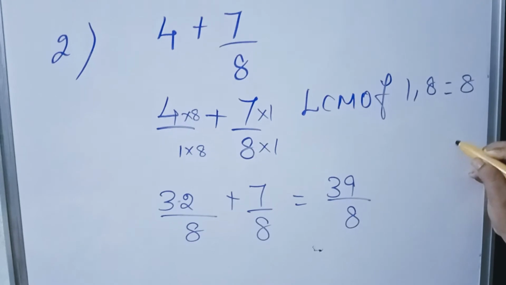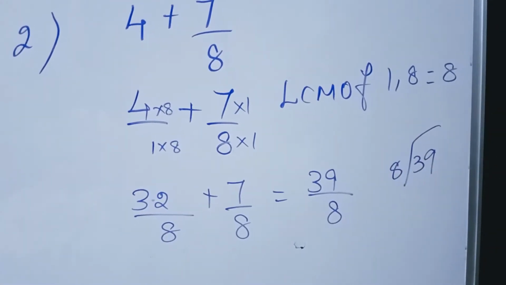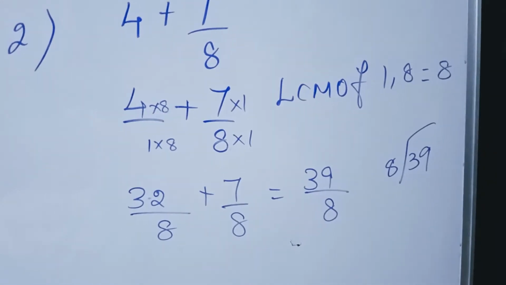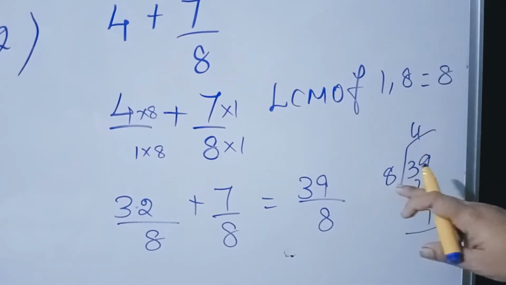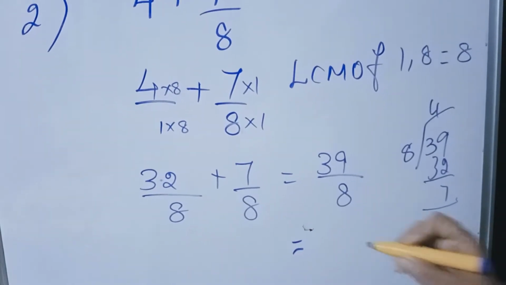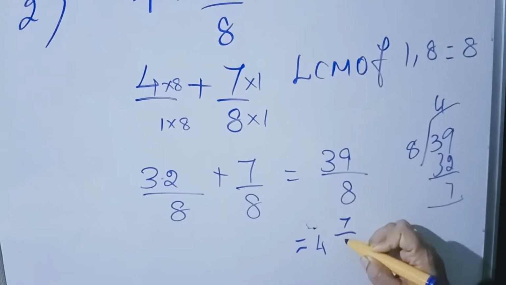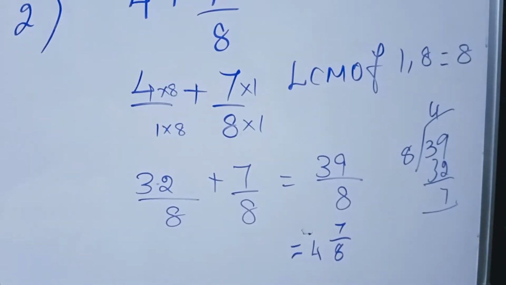How can we change to a mixed fraction? 39 divided by 8. Now 4 eights are 32, so the remaining is 7. What's the formula for a mixed fraction? Quotient, remainder over divisor.